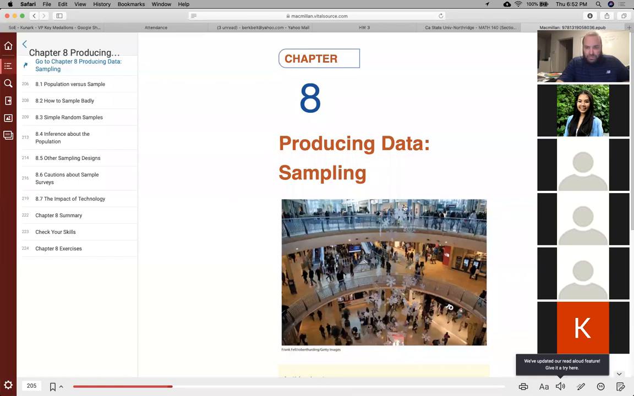And chapter 8 is about producing data or sampling. How do we get our data?